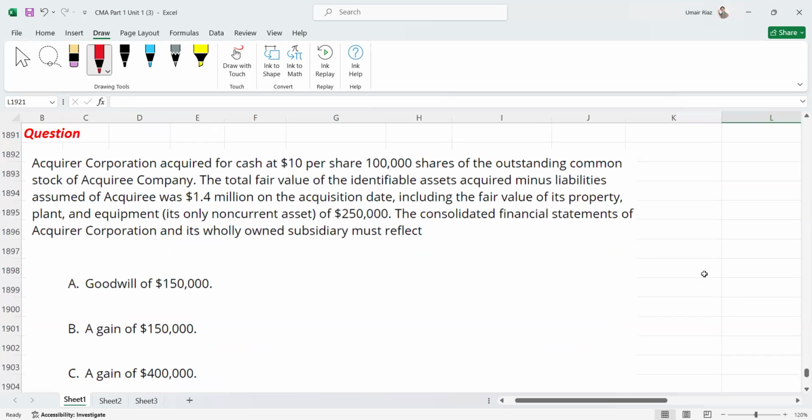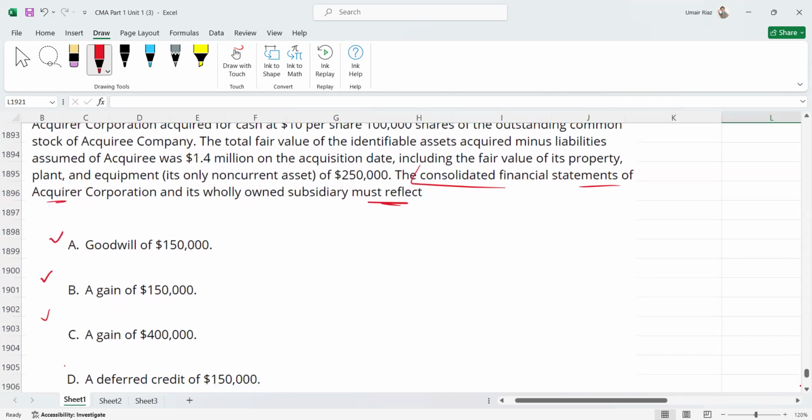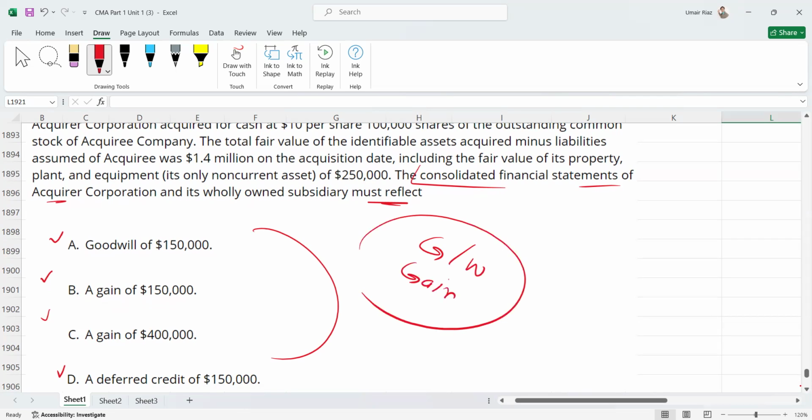Then you have another question. They're saying here what you have to calculate. The consolidated financial statements of acquirer corporation and its wholly owned subsidiary must reflect... So we have to read the question actually. They're asking about consolidated financial statements. If you go through the options, goodwill, a deferred credit, it means they're looking for the answer of goodwill or gain from bargain purchase. So you have to calculate goodwill or gain from bargain purchase. Now let's go through the question.